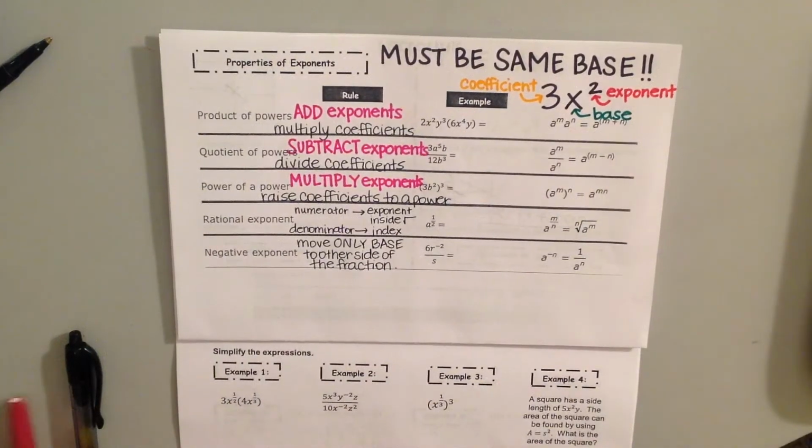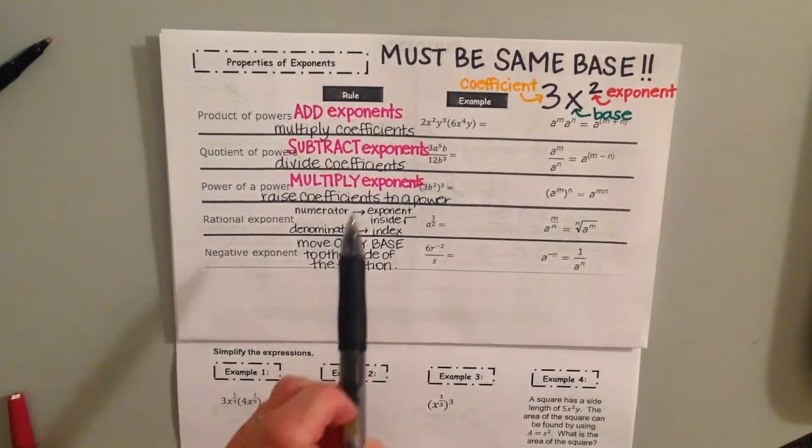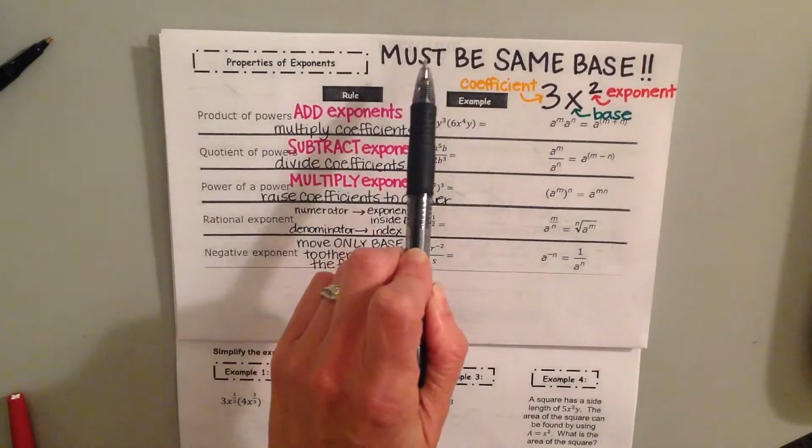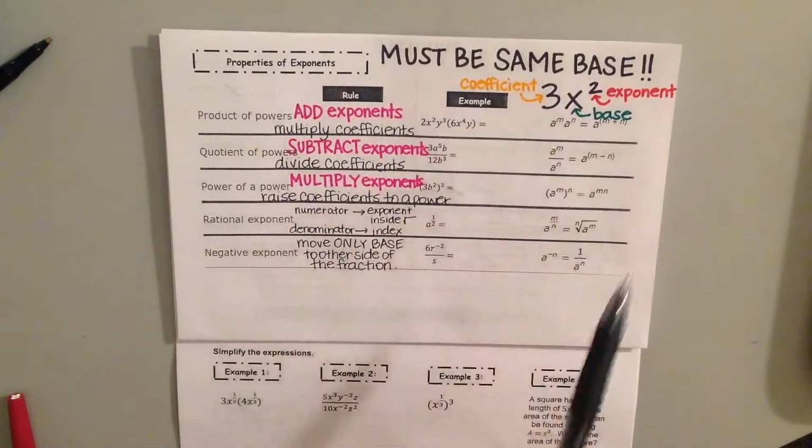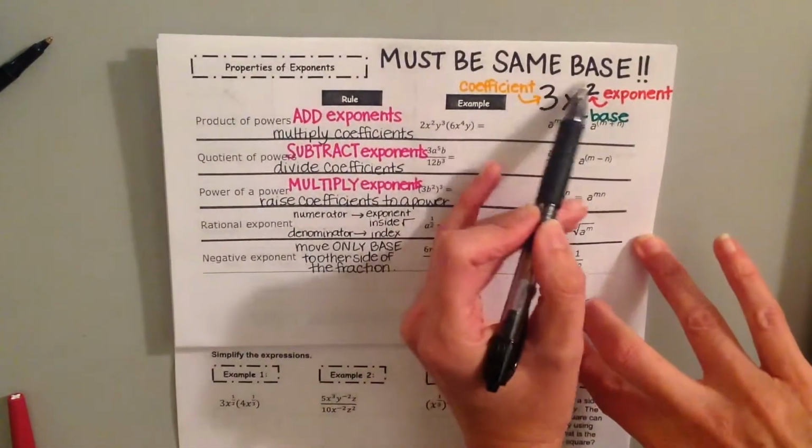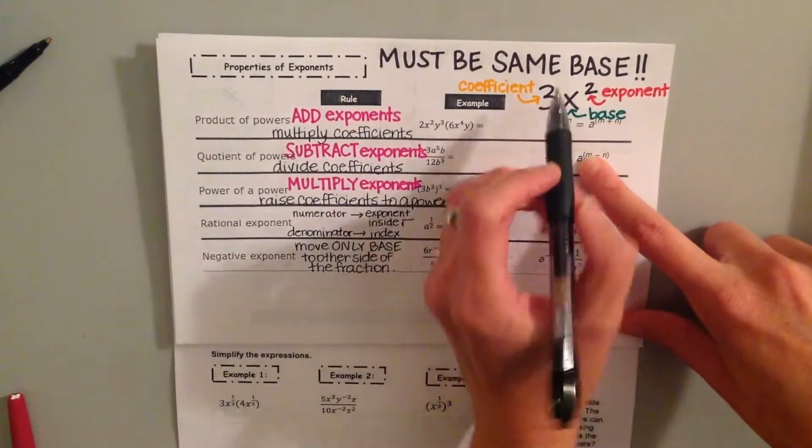Okay, today we're going to talk about laws of exponents. And just to recap, they must have the same base. They must be the same base. So I'm going to recap here all of the parts of an exponential expression.